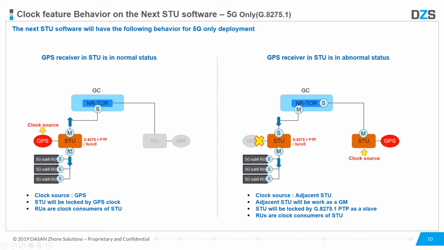On the right, when the GPS connected to the STU is not available, the clock is provided through the GPS connected to the adjacent STU connected to the same NR TOR, and the clock is provided to the NR wireless device connected to the STU.